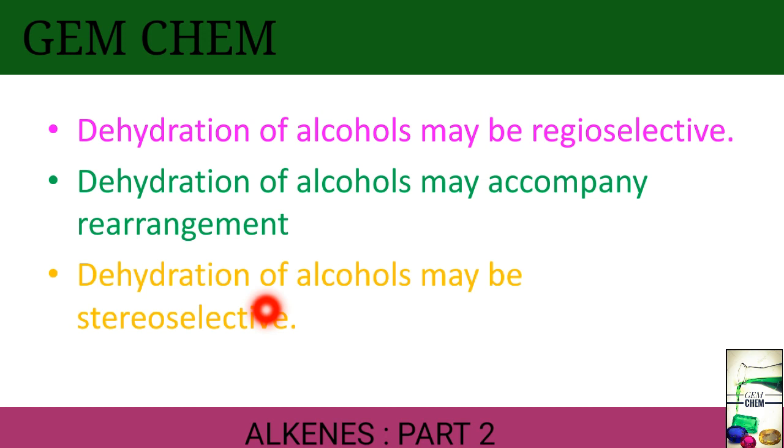So this is important. These 3 topics, that is, dehydration of alcohols may be regioselective, may accompany rearrangement, and may be stereoselective, will be discussed in detail in some other video after completing the preparation of the whole alkene portion, right? So up to this, it is important to learn about dehydration of alcohols, and sometimes questions come on these details. So we will deal with it later.